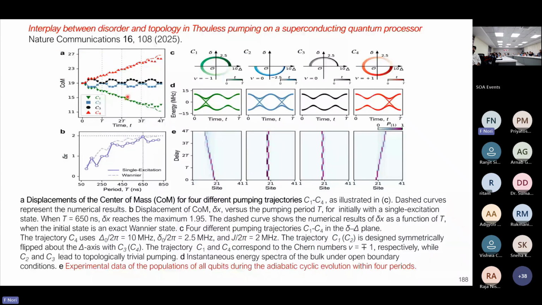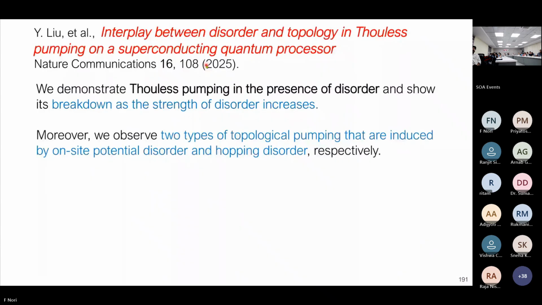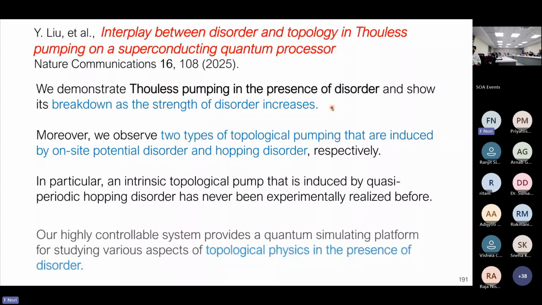And then at the end, there's a conclusion here. We are able to do topological pumping in a system here. And then this ends the talk. Thank you very much.